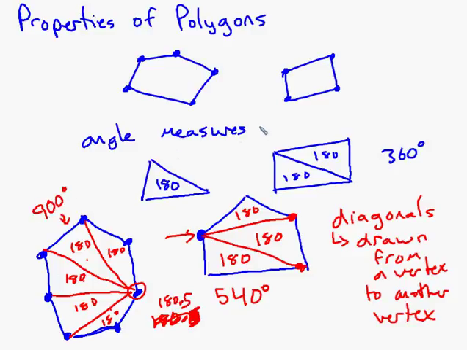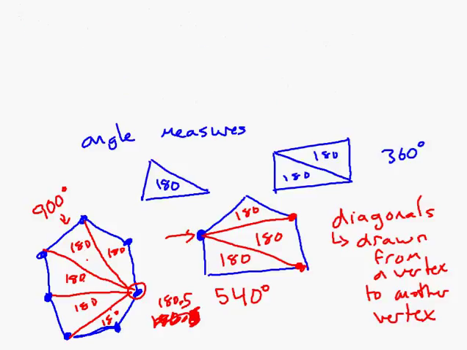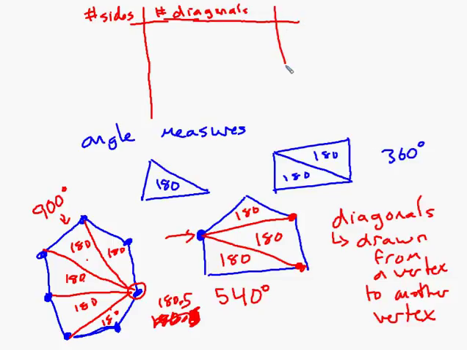So this is the sum of the angle measures. That's what we've been doing here. Well, maybe we can see a pattern. Right, so I'm going to erase this top portion here, and let's see if we can see a pattern using this. Let's say this is the number of sides. Let's say this is the number of diagonals. And let's say this is our angle sum.